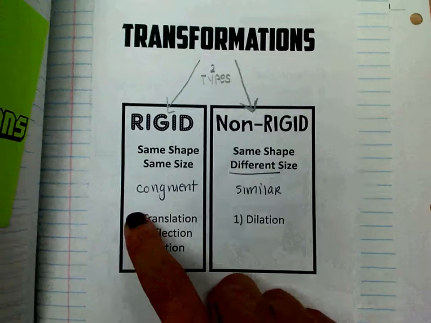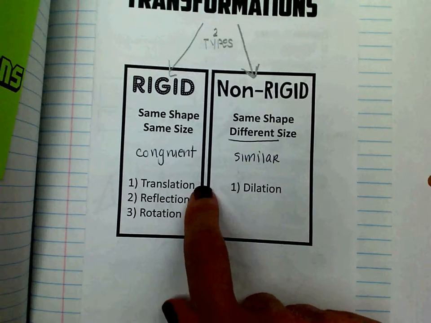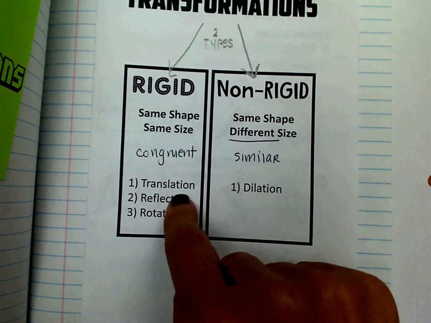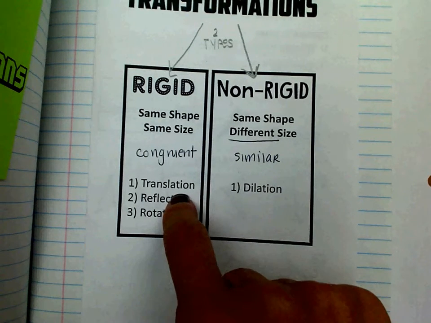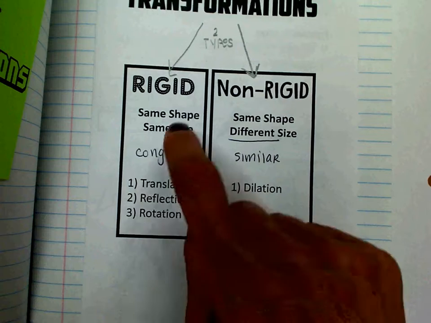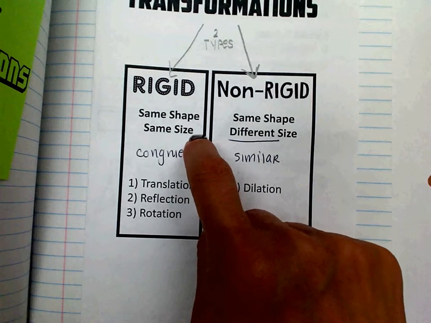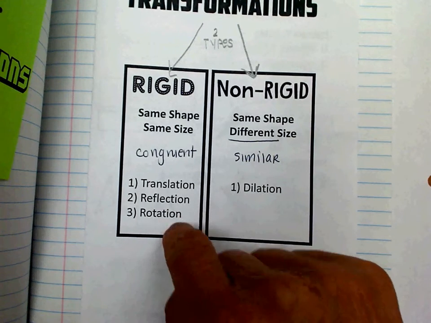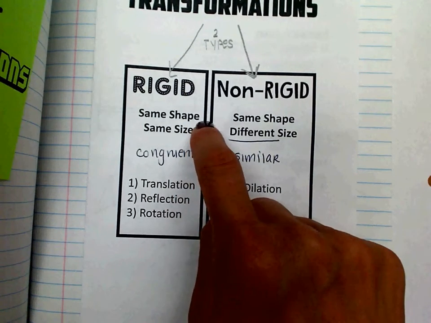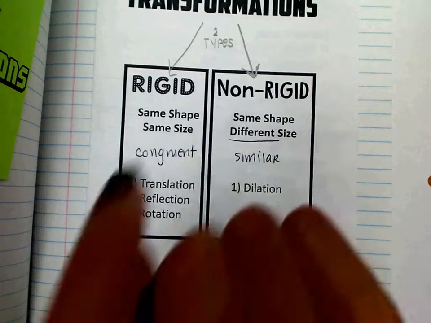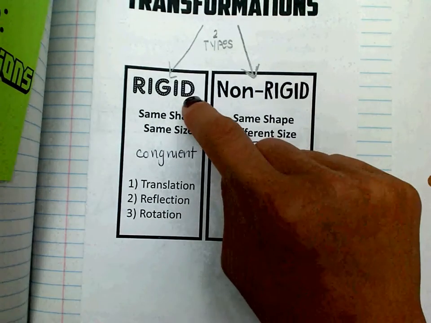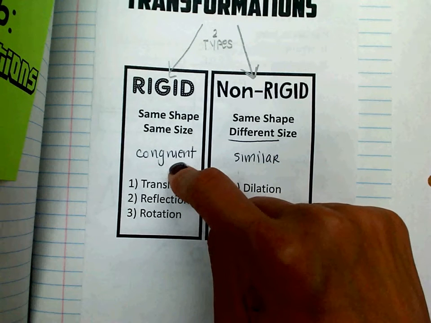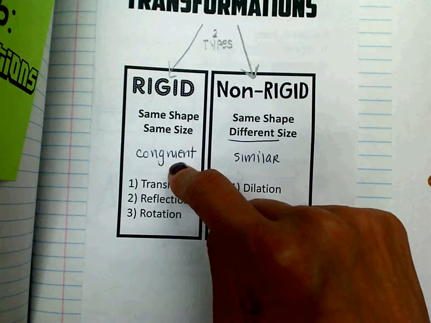position. So for example, a translation will stay the exact same shape and size from pre-image to image, so it's a rigid transformation. A reflection will stay exactly the same shape and same size, and therefore it's going to be a rigid transformation. And then rotation, also when you turn it, it keeps its shape, it keeps its size, so it's going to be a rigid transformation. And the thing about rigid transformations is that all of their pre-images and images are congruent to each other. They are the same size and shape as each other.